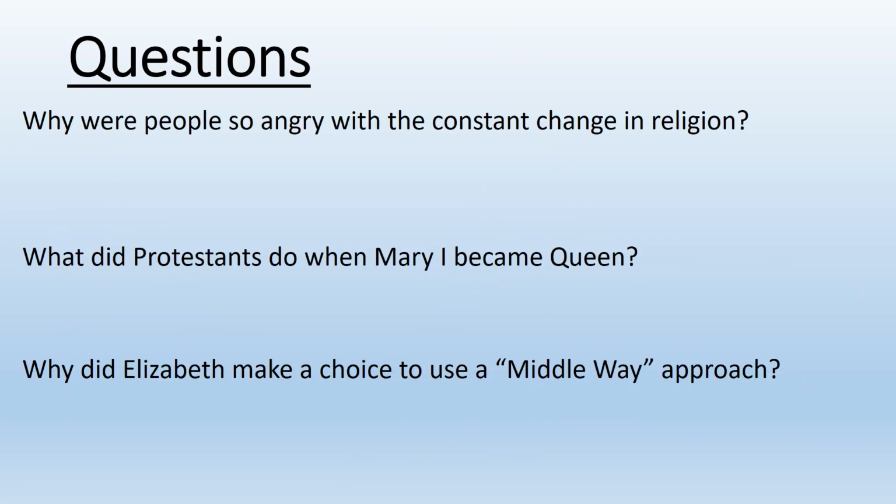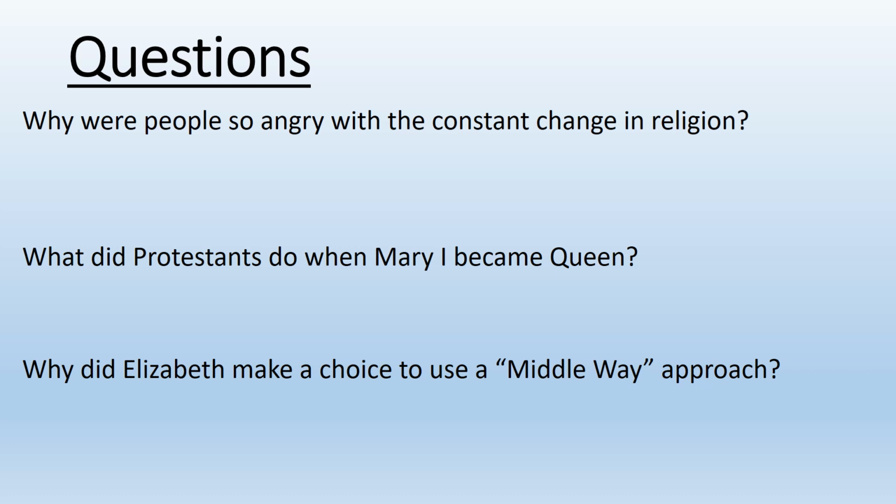So we've got 3 questions to consider here. The first is, why were people so angry with the constant change in religion? The second is, what did Protestants do when Mary I became queen? And lastly, why did Elizabeth make the choice to use a middle way approach? So now's the time for you to think about what we talked about last lesson. Remember the context and what we just discussed a few moments ago. Pause the video and have a think about each. When you're ready, then it's time to hit play and we'll take them up together.